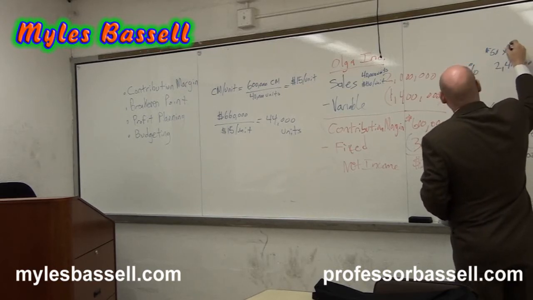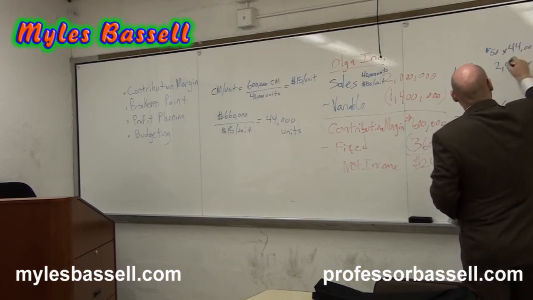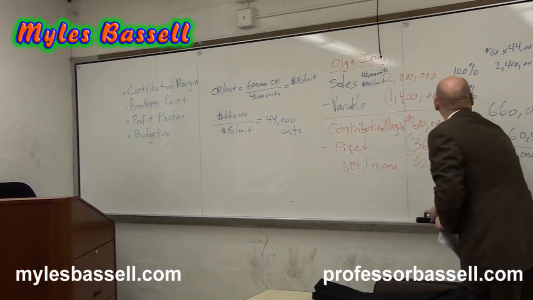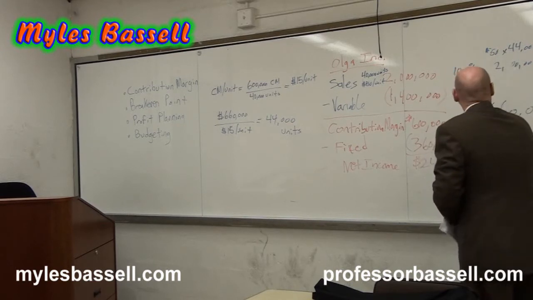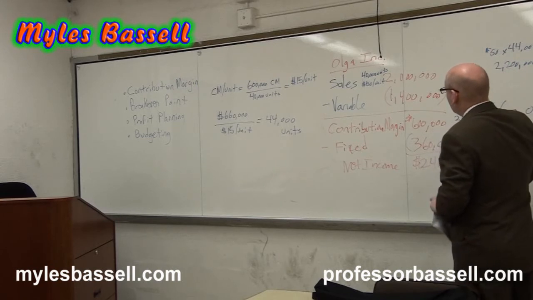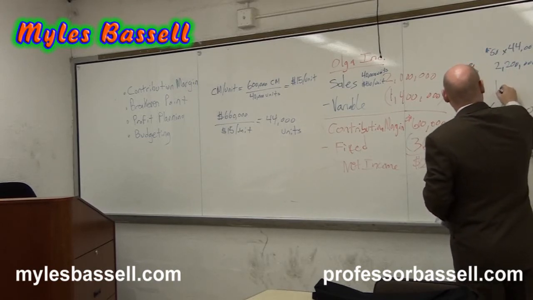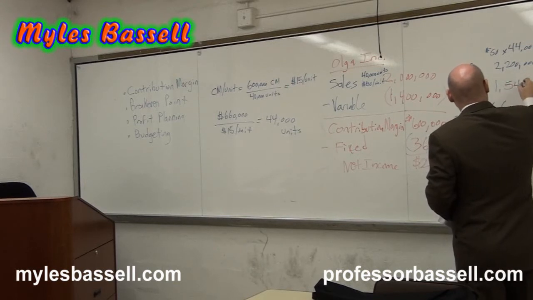Let's see, how many units? 44,000. And this gives us 2,200,000. And our variable expenses are 1,540,000.